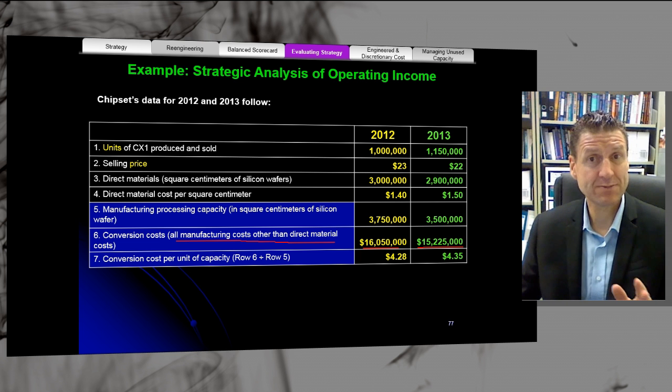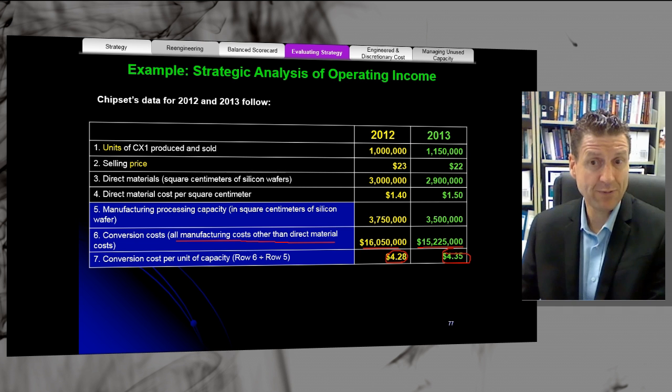Now the conversion cost per unit of capacity is that we're going to divide these conversion costs by the manufacturing processing capacity. You got it. 3.75 million goes into 16 million to get $4.28, and the same for 2013 gives us $4.35, and that's per unit of capacity.